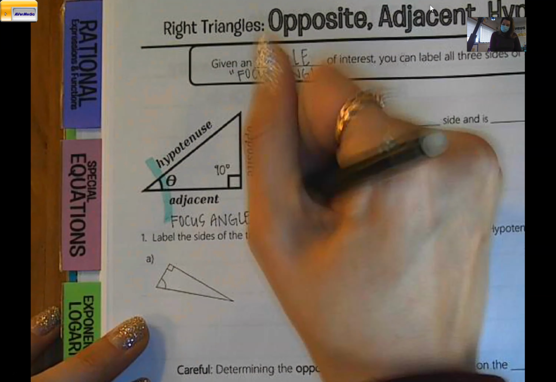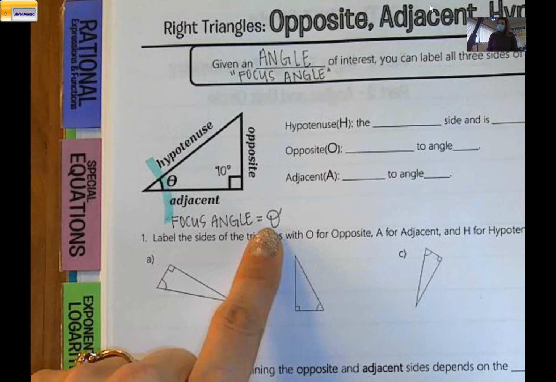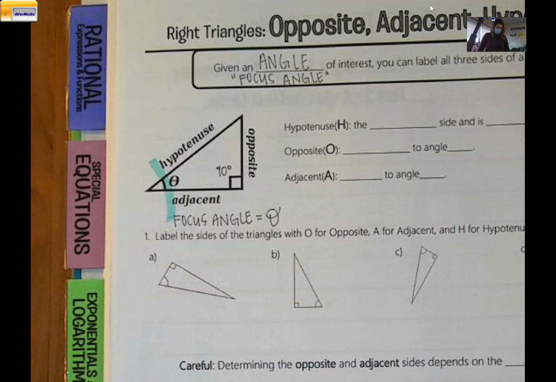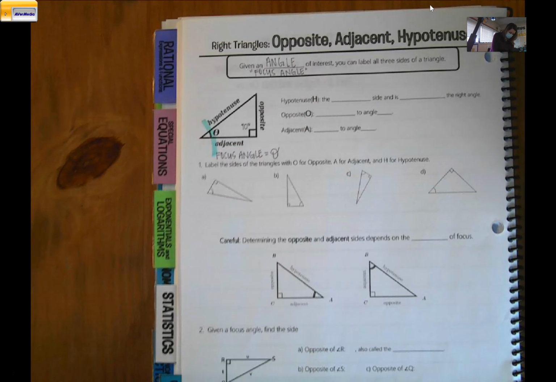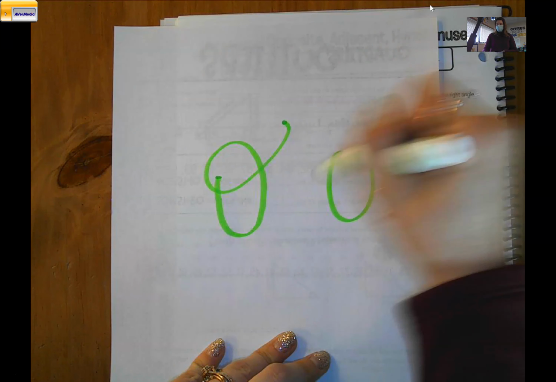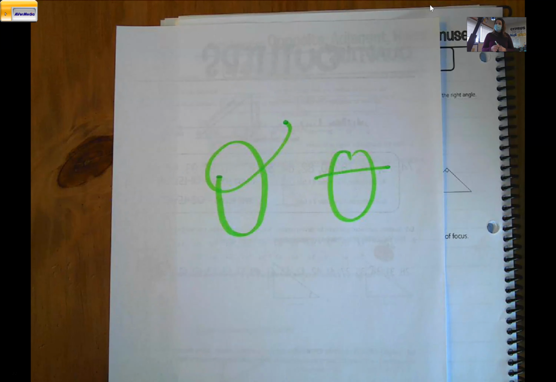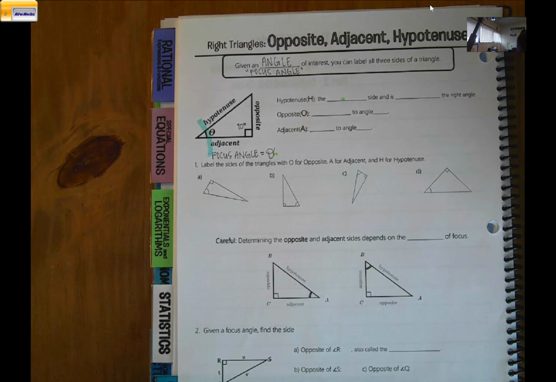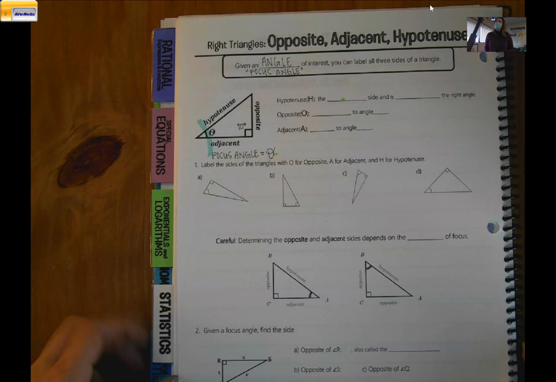He's like a fancy O. I'll zoom out and draw one for you. You start, you go down and around and then do a little loop. Or some people just do an O with a line through it. Whichever one you prefer. So we usually will name our focus angle theta. Okay, let me zoom back in.